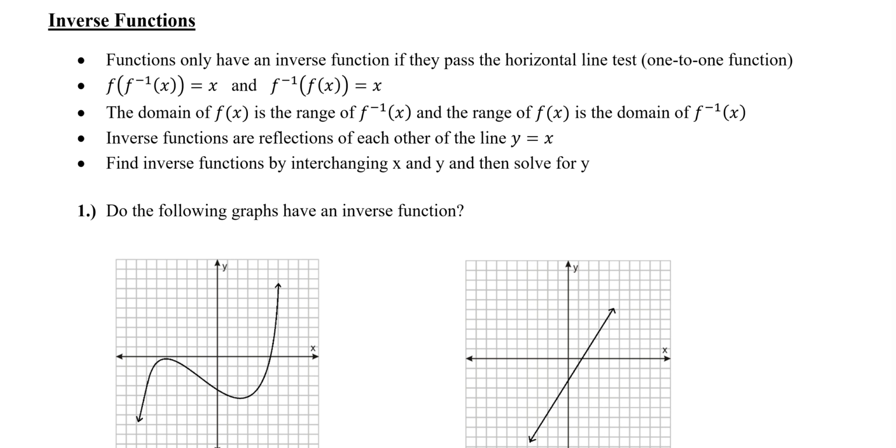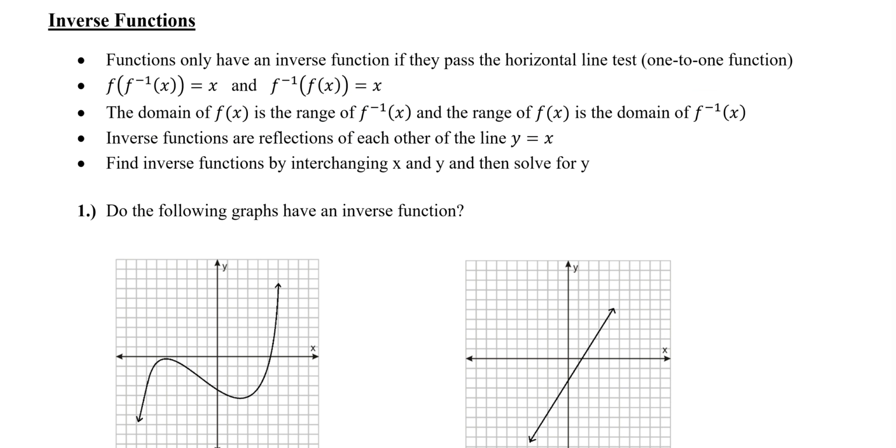So a couple really important properties of inverse functions is the domain and range are completely flip-flopped. The domain of a function is the range of its inverse, and the range of a function is the domain of its inverse. So basically, the x, y ordered pairs are completely flip-flopped. The domain of a function is the range of its inverse. The range of a function is the domain of its inverse.